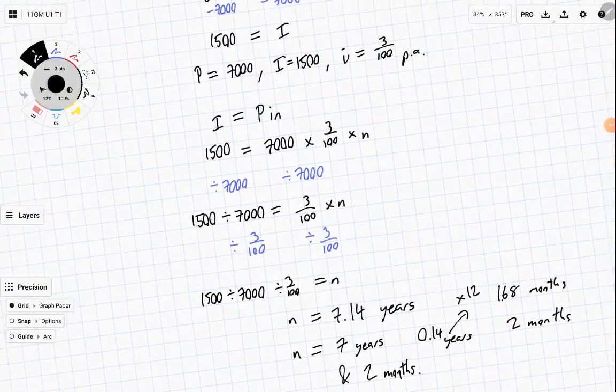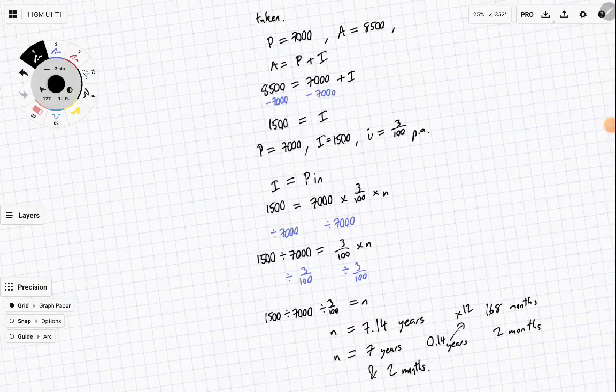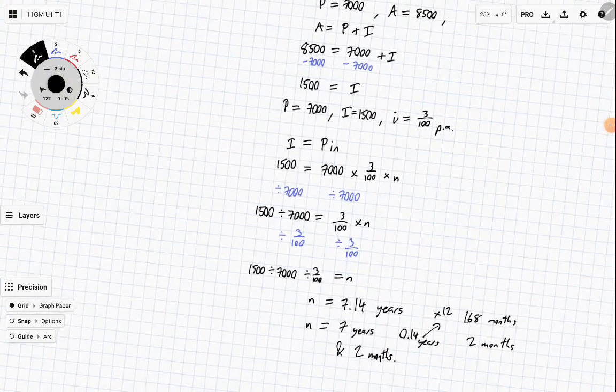Alrighty, so that is a quick look at some of the ones where we have to do a bit of algebra in order to solve.